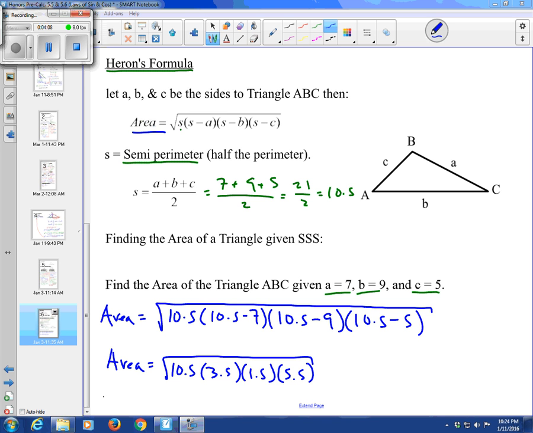All right, so plugging into Heron's formula, we've got the semi-perimeter times the semi-perimeter minus the side 7 times the semi-perimeter minus the side 9 times the semi-perimeter minus the side 5. We can simplify that down a little bit and get the square root of the semi-perimeter times 3.5 times 1.5 times 5.5, and that gives us an approximate area of 17.41.